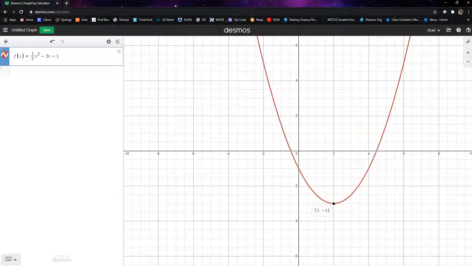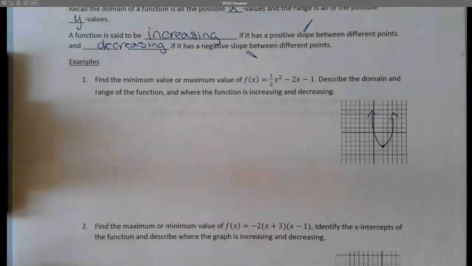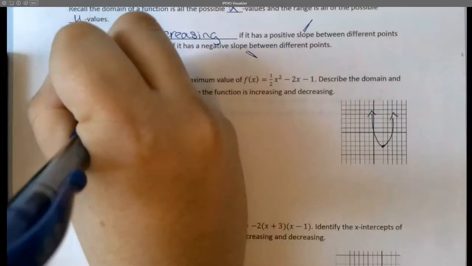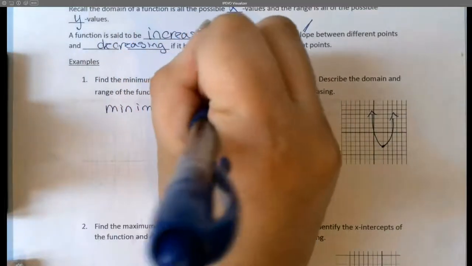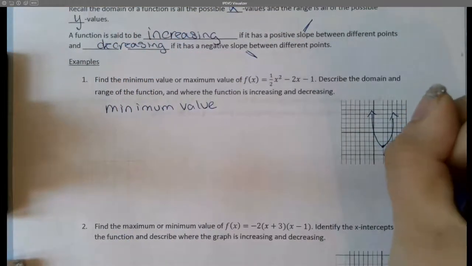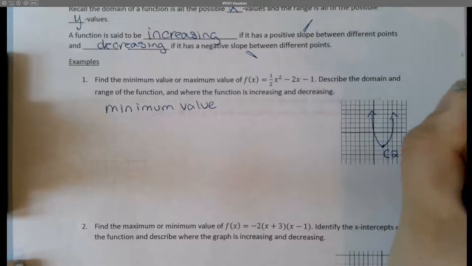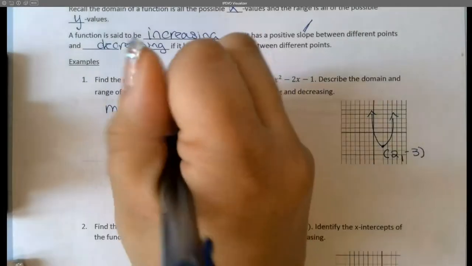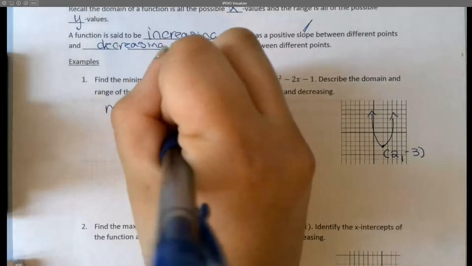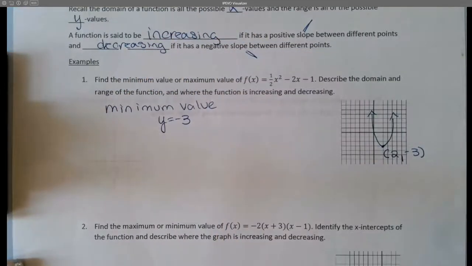And if I go back to the camera, it's U-shaped, so it has a minimum value. And remember, my coordinate here is 2, -3. So my minimum value is always the y value of my vertex, so it's going to be y equals -3. Okay. Then it wants me to give the domain and range of this function.